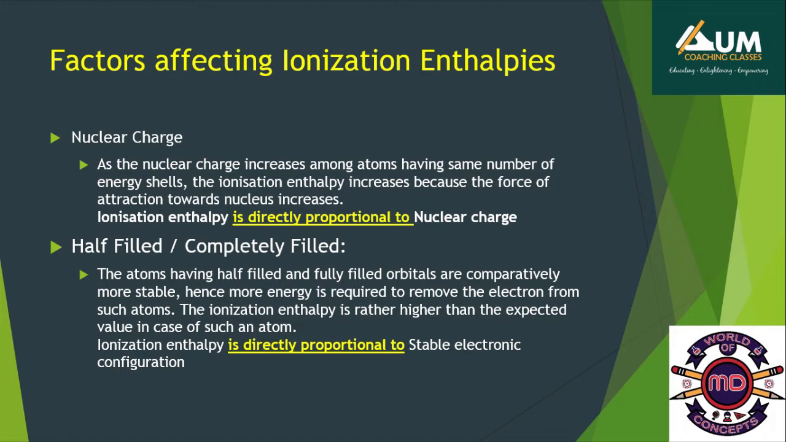When it comes to half-filled or completely filled orbitals, the atoms having half-filled or completely filled orbitals are comparatively more stable, hence more energy is required to remove the electrons from such atoms. The ionization enthalpy is rather higher than the expected value in case of such an atom. Therefore, ionization enthalpy is directly proportional to the stable electronic configuration, whether it is half-filled or completely filled orbitals.